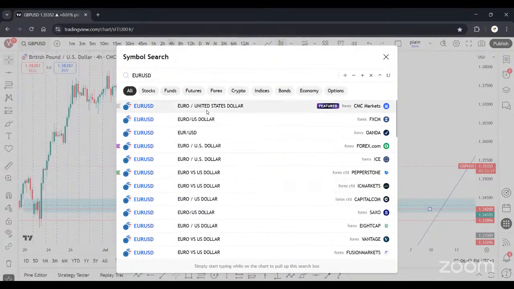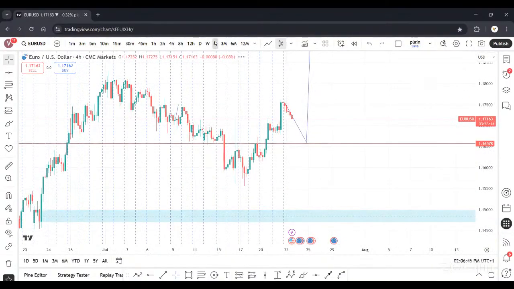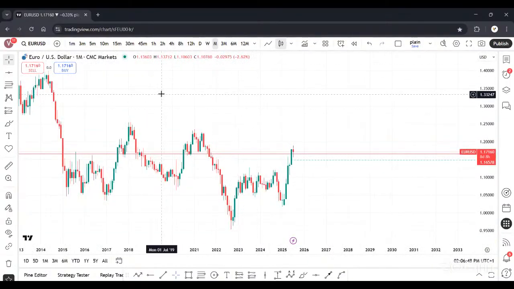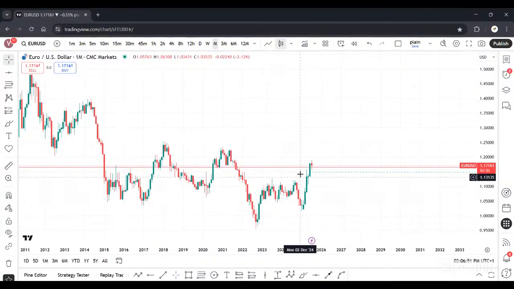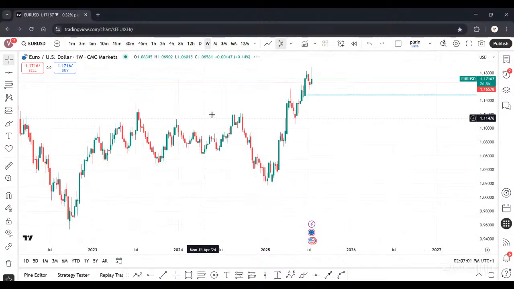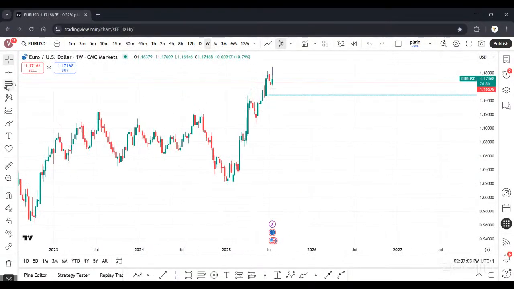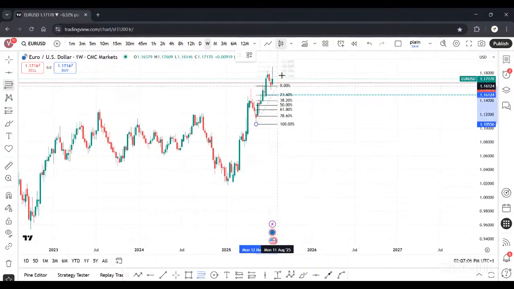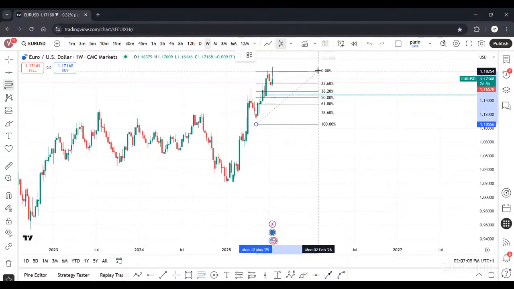On Euro USD, last on the list, before CJ comes up for his analysis, overall direction is to the downside on the monthly time frame, but I've seen price take out this high, right? And you're seeing some push to the upside. On the weekly time frame also, fibbing this most recent swing from point A to point B, we want to see price retracing into at least the 61.8% fib level and continue buying off that point.